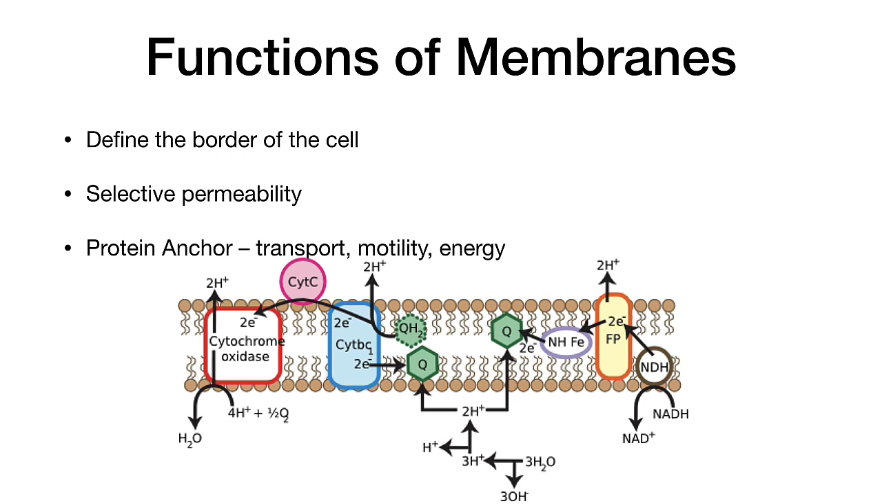In summary, membranes perform three functions. They have a selective permeability that keeps the cell components in and the environment out, and they serve as an anchor for proteins that carry out various functions for the cell, such as transporting molecules in and out, moving the cell around, and generating energy.